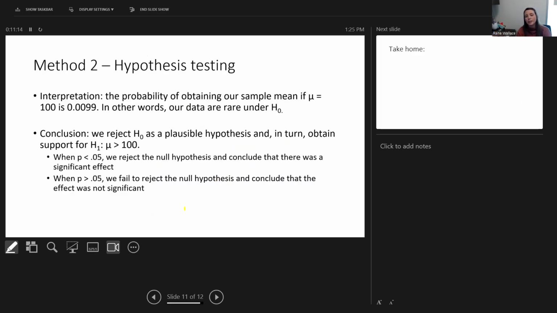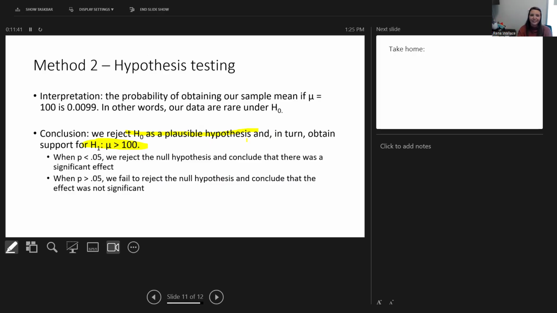So since our data would be really rare, assuming the null hypothesis is true, we can now reject the null hypothesis, and we can conclude that we have support for the alternative hypothesis. We reject the null as plausible and in turn choose the alternative, right? Because if there's only a point zero zero nine chance, that seems really rare. So there's no way that's true, and we're going to say our treatment worked.